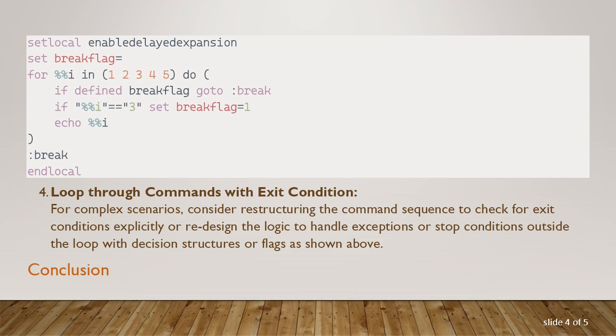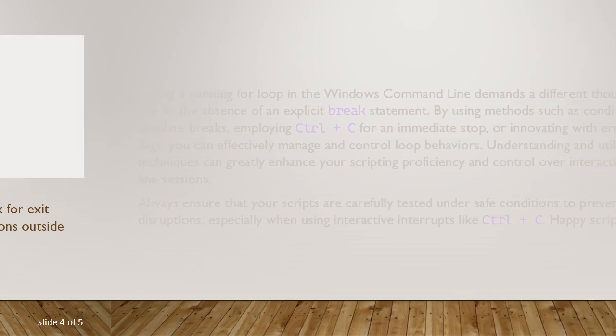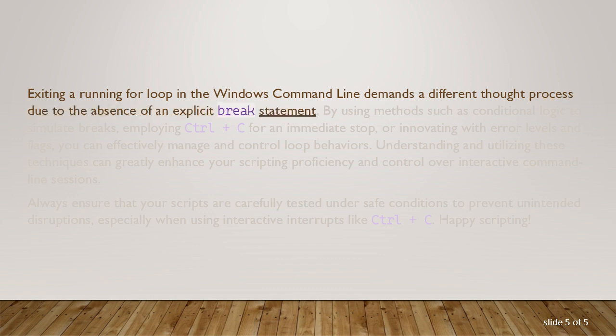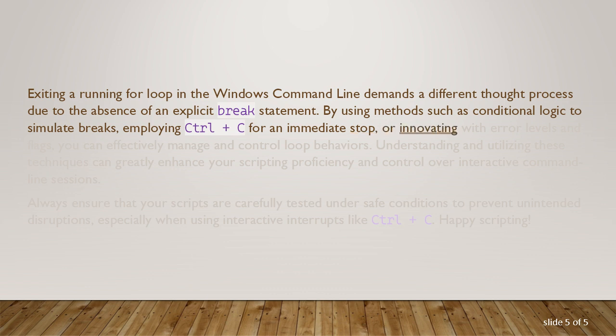Conclusion. Exiting a running for loop in the Windows command line demands a different thought process due to the absence of an explicit break statement. By using methods such as conditional logic to simulate breaks, employing Control+C for an immediate stop, or innovating with error levels and flags, you can effectively manage and control loop behaviors.